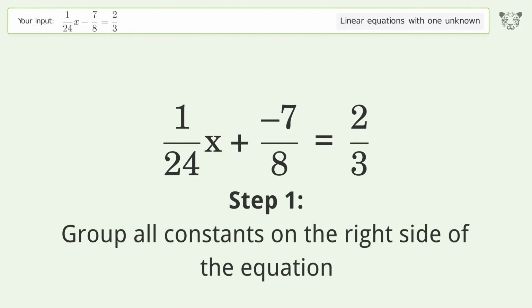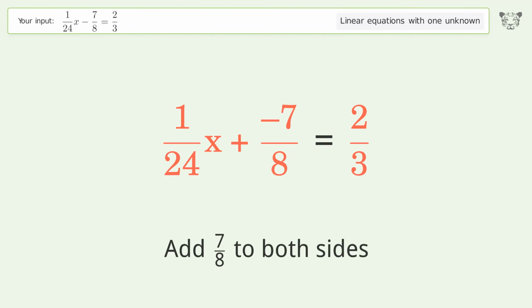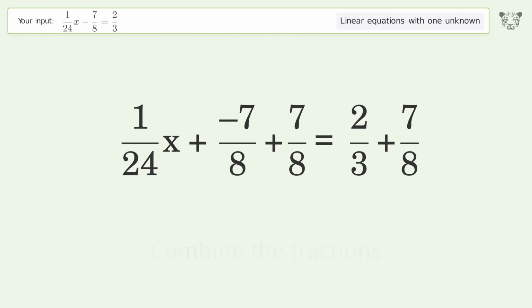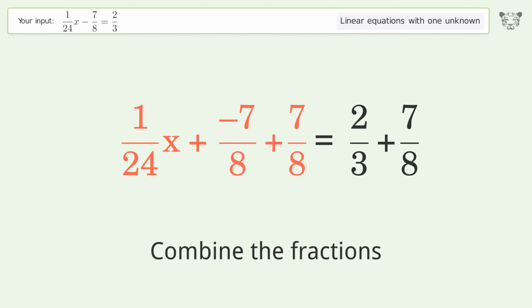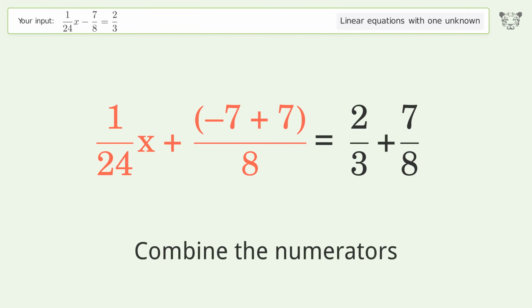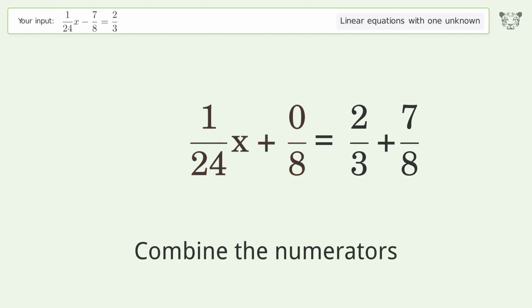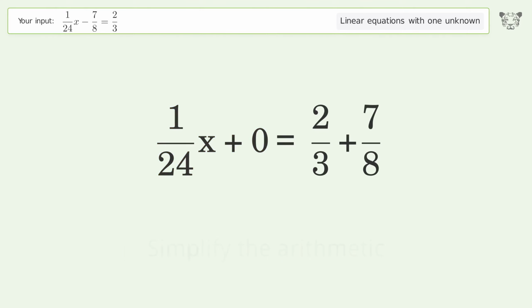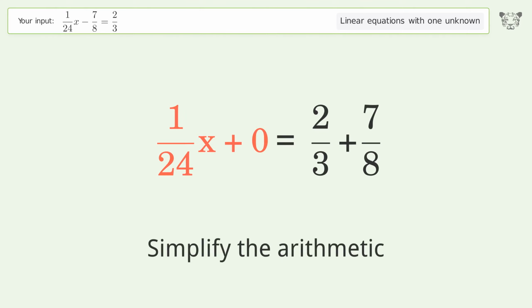Group all constants on the right side of the equation. Add 7/8 to both sides. Combine the fractions. Combine the numerators. Reduce the zero numerator. Simplify the arithmetic.